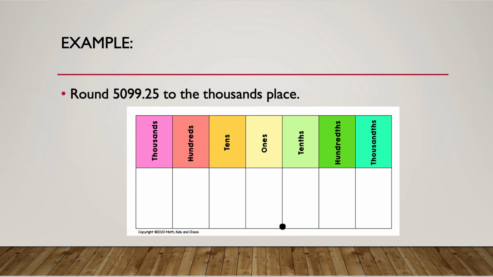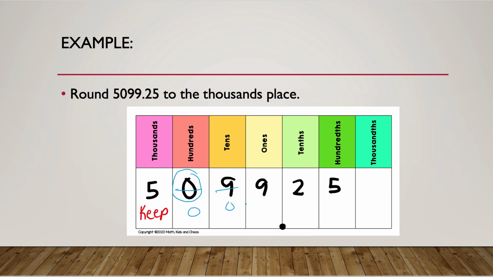All right, last one, 5,099.25. Okay, let's write it in. 5,099.25. Okay, we're going to round it to the thousands place. So that's the place that we want to keep, the thousands place. And so we want to look at the number immediately to the right. Okay, that number is a 0. So remember, less than 5, which 0 is, the keep place stays the same. So we keep the 5 as it is, and everything else turns into a 0.